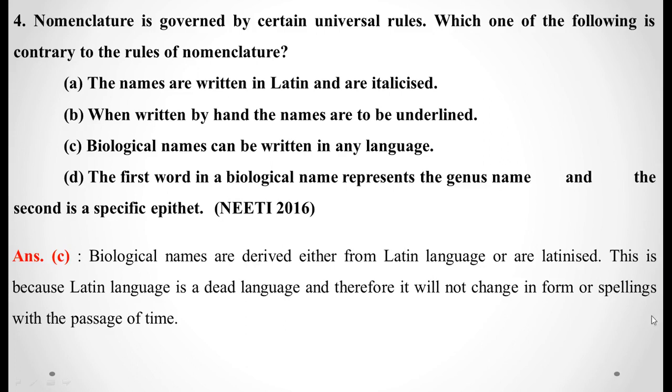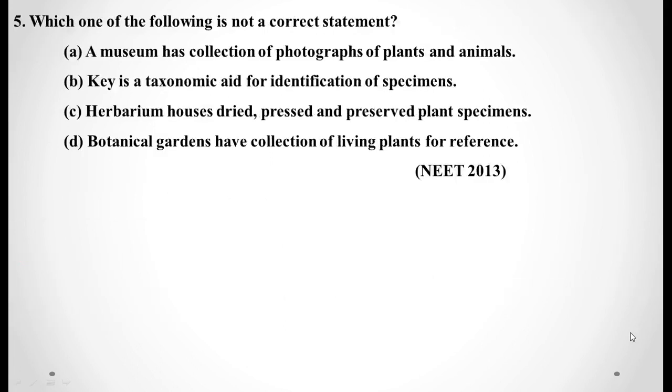Let's move to the next question, that is question number 5. Which one of the following is not a correct statement? So there are 4 statements. You have to find out which one is not correct. First statement says museum has a collection of photographs of plants and animals. Second statement says key is a taxonomic aid for identification of specimens. Third, herbarium houses dried, pressed, and preserved plant specimens. And the fourth option says botanical gardens have a collection of living plants for reference.